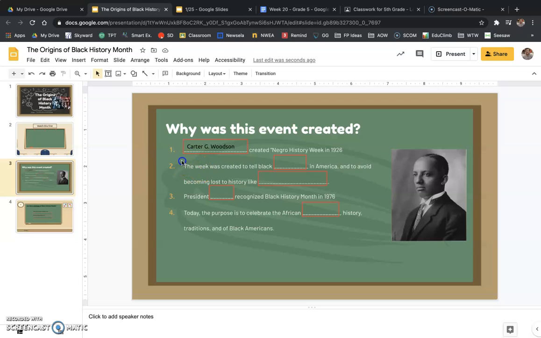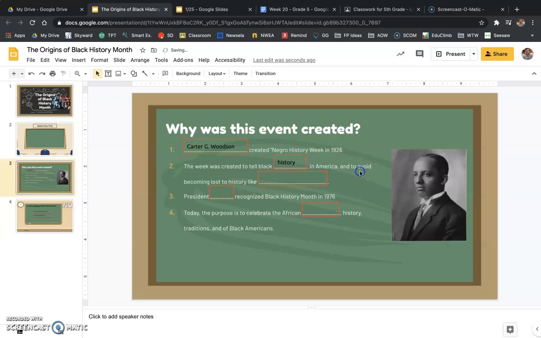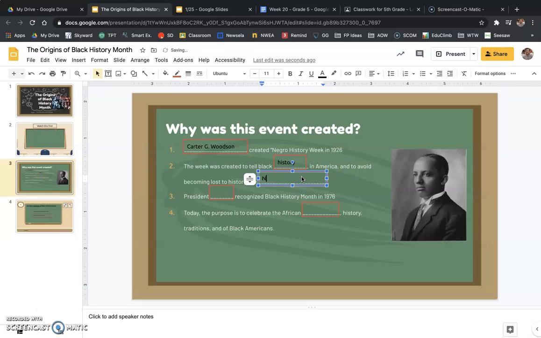The idea of this week, he really wanted to make sure that what was happening was they were telling Black history to Black history in America, in the United States, talking about, I guess not just the United States, but also Canada, also in the Caribbean. There's still Black people in the Caribbean. But really what he wanted to do was to avoid becoming lost to history like Native Americans.